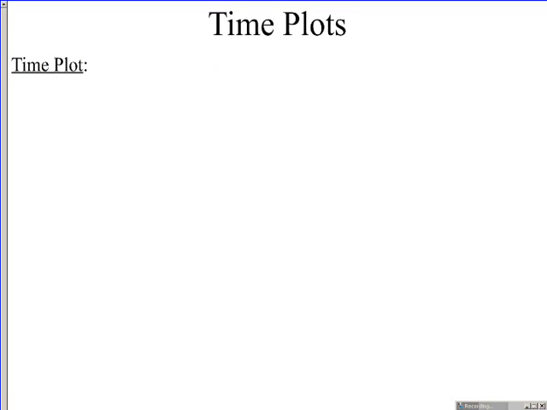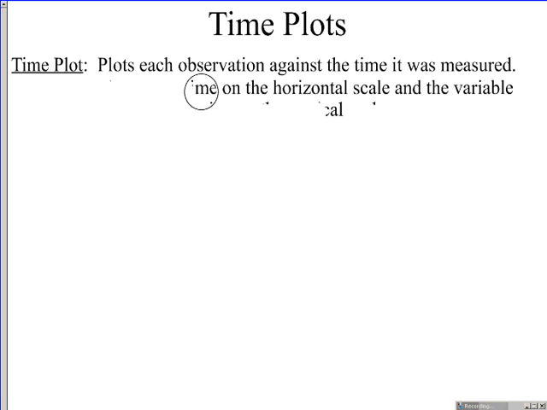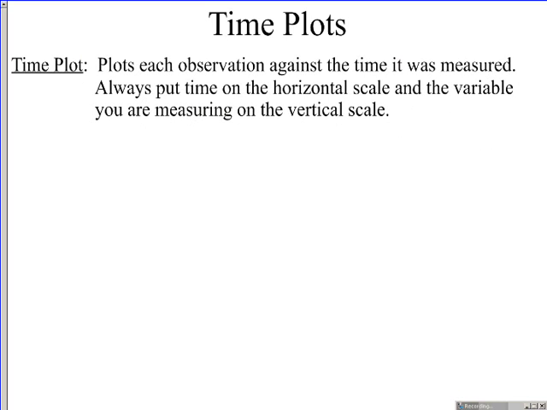Time plot. Plots each observation versus the time it was measured. Always put time on the horizontal scale and the variable you're measuring on the vertical scale. A time plot is really just a line graph, a line graph in which time is always on the horizontal scale and the variable you're measuring is always on the vertical scale.